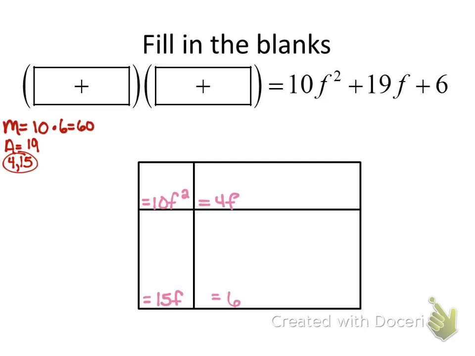So, found my M, found my A, I found my MA, I found the areas, so I'm ready to move to step 4. Alyssa, what does step 4 say to do? On your notes. Factor the top row of the rectangle within the piece. Okay, so we're going to factor the top row of the rectangle.